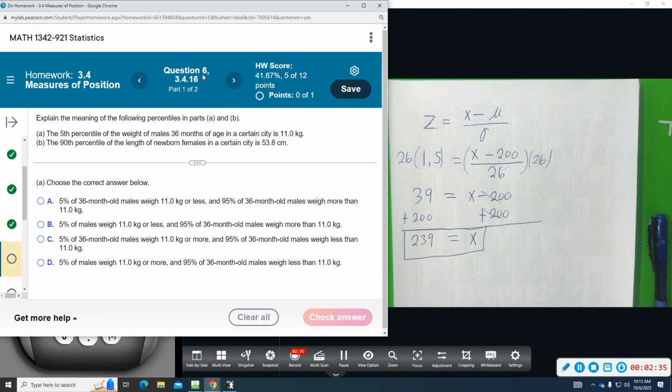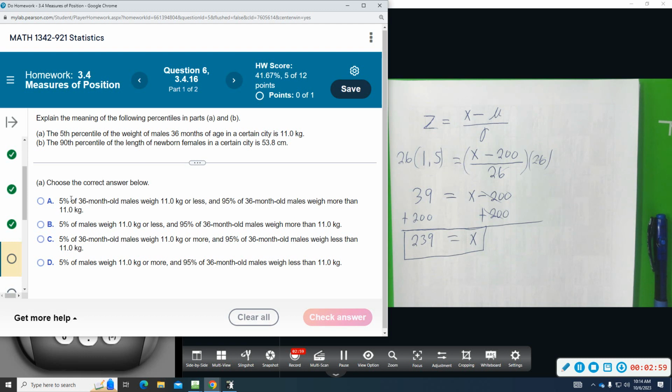All right, 6, we had 2 parts. We want to explain the meaning of the following percentiles in parts A and B. It says the 5th percentile of the weight of males 36 months of age in a certain city is 11 kilograms. So the 5th percentile, that means 5% of the data are below this point.